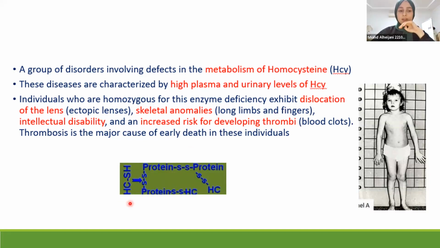Another thing you have to remember is that homocysteine has a sulfhydryl group. This group can form disulfide bridges with the proteins. Now, how does this affect? The proteins will be damaged. They will alter the shape of the protein, alter the function of the protein, and again, it will cause these symptoms: the dislocation of the lens, the skeletal anomalies, intellectual disabilities, and the thrombus.